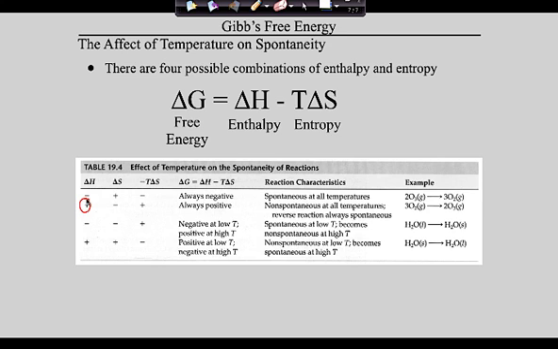Second example, positive delta H, good or bad? Bad. That's endothermic. That doesn't lead to spontaneity. Negative delta S, good or bad? Bad. Disorder's going down. And then we can do the math and figure out that negative T delta S is positive. But guys, enthalpy is bad, entropy is bad. So what does that tell you about this reaction? It is never spontaneous no matter what you do to temperature.